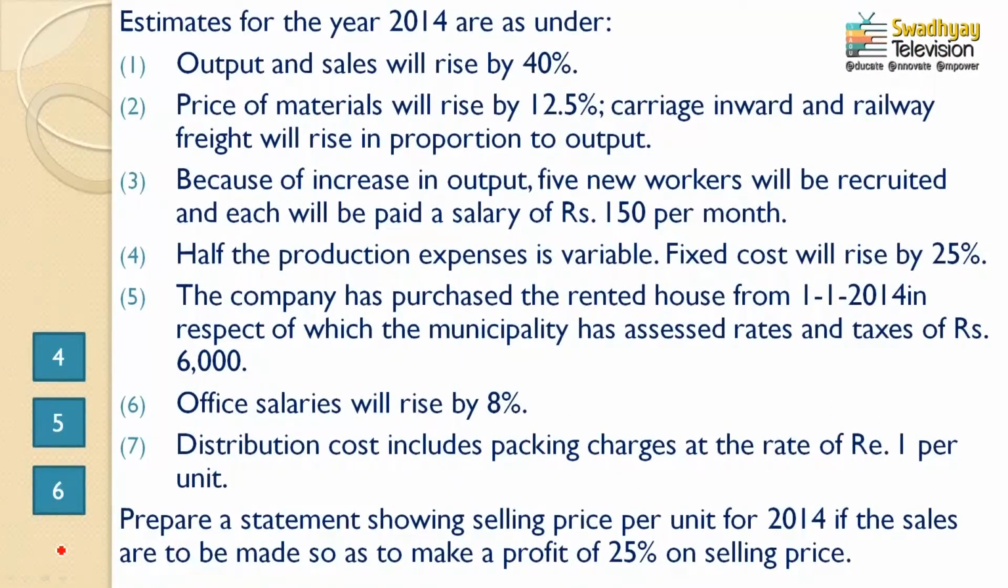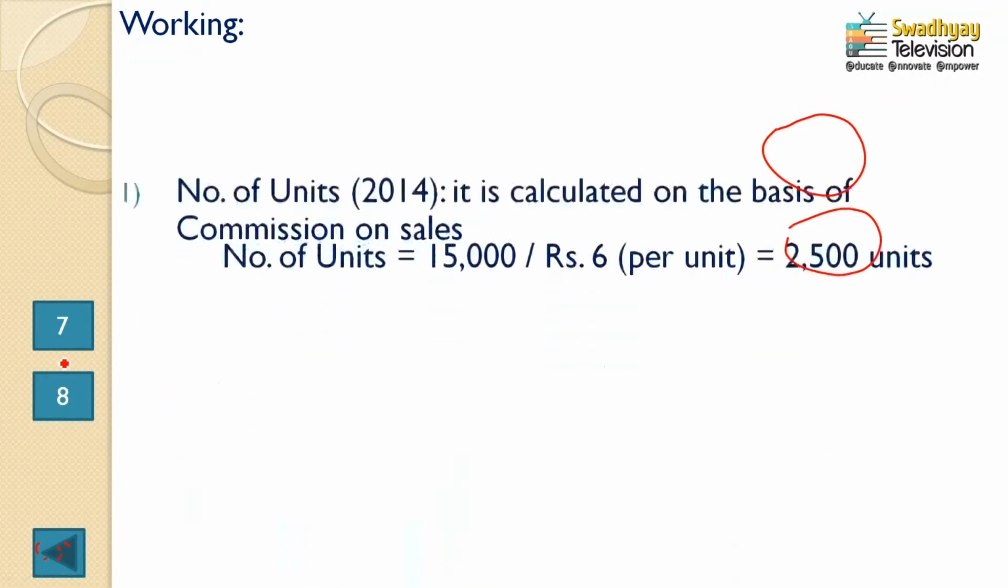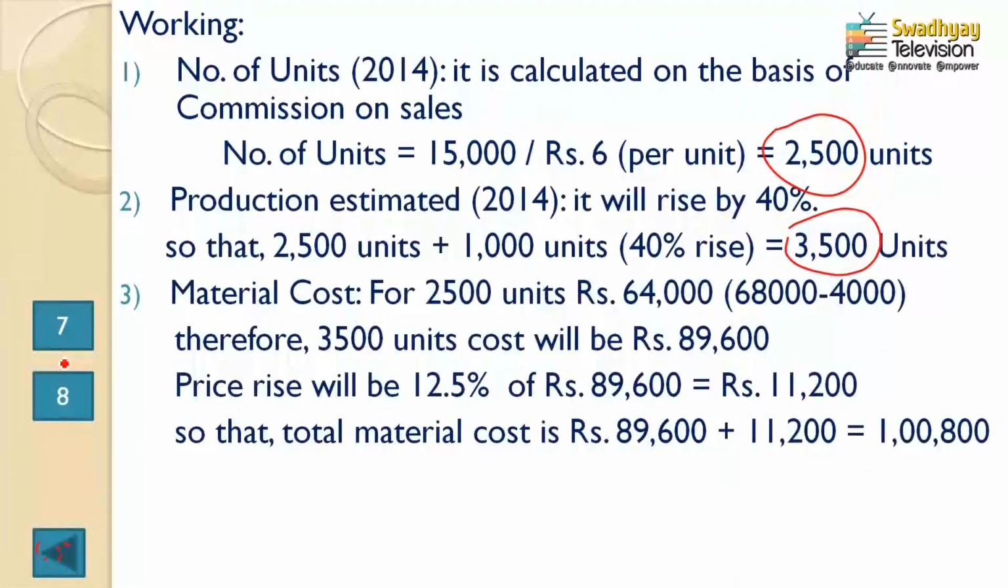So here the price of materials is increased by 12.5%, and changes would occur; carriage inward and railway freight will rise in proportion to output. Now for that we need to identify how much the material price has increased. The material cost for the year 2013, on the basis of 2500 units, was 64,000. How do we find 64,000?